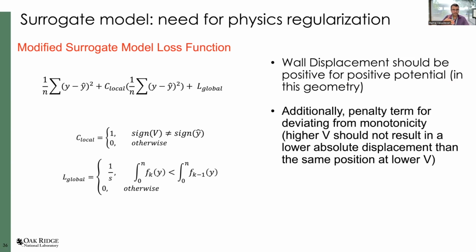Similarly, if I apply, let's say, 5 volts and the domain wall moves a little bit, then if I apply 6 volts from the same initial state, it should move a little bit more. It should certainly not move less, right? So there should be a monotonic increase as I increase the voltage in a given state. And so there's a penalty term for deviating from monotonicity. These are just added to the loss function of a simple neural net model that we can then use to create the surrogate model for this reinforcement learning environment.